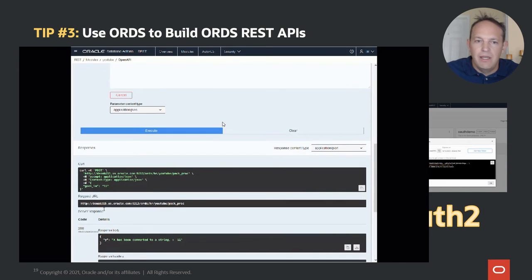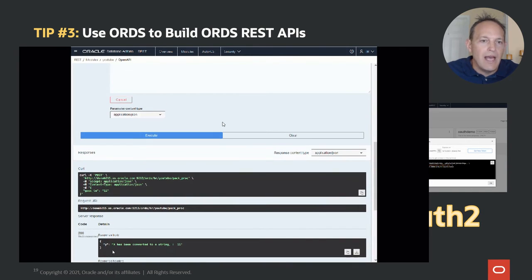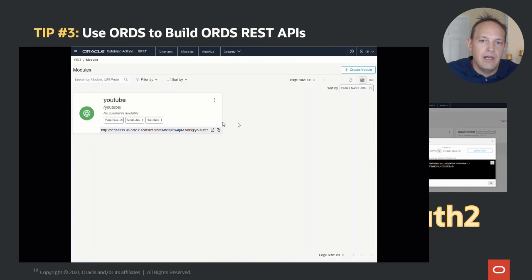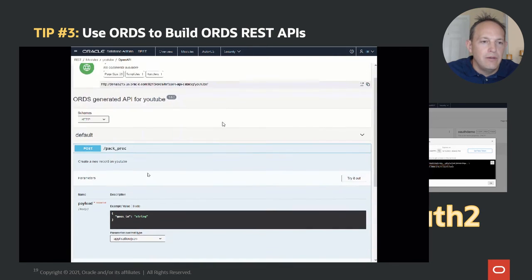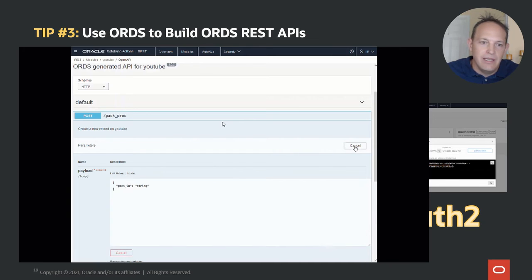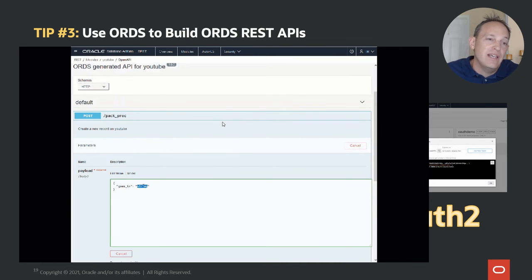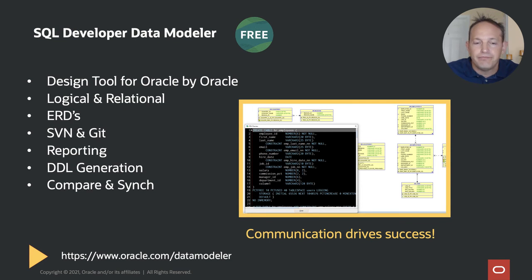Here's just a quick animated GIF showing the Swagger style OpenAPI documentation page, which also doubles as a REST client. So for any module or any REST-based object I've enabled, I get all of these features. And of course, I could also generate the code behind these APIs.